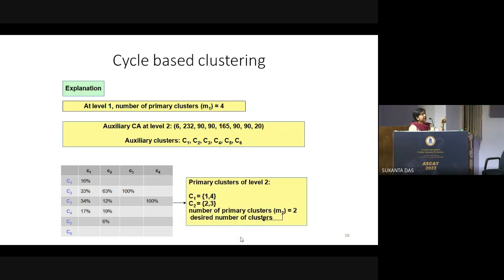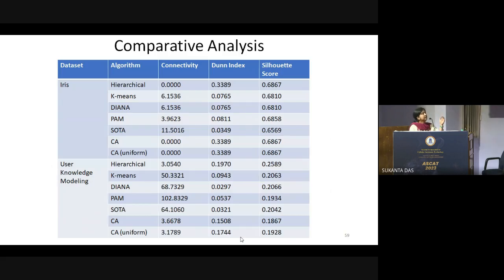Now if we look at C2, there is 100% participation, and then 100% and 63%. So we merge C3 and C2. Similarly, with 100% and 34%, we merge C1 and C4. And ultimately we reach the goal. Here we have just given a few of the results.